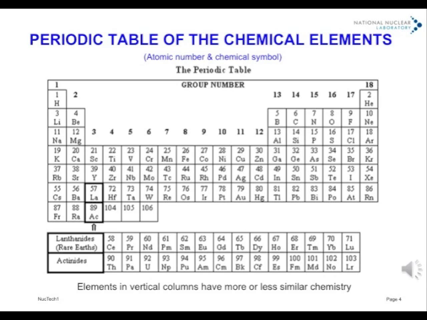After the second of the 18 element rows, an anomaly appears in the next. Element 57, lanthanum, is followed by 14 others with almost identical chemistry, after which the sequence of similarities to the preceding row is resumed. For convenience, the 14, the lanthanides, are conventionally arranged as a separate subperiod below the main table.